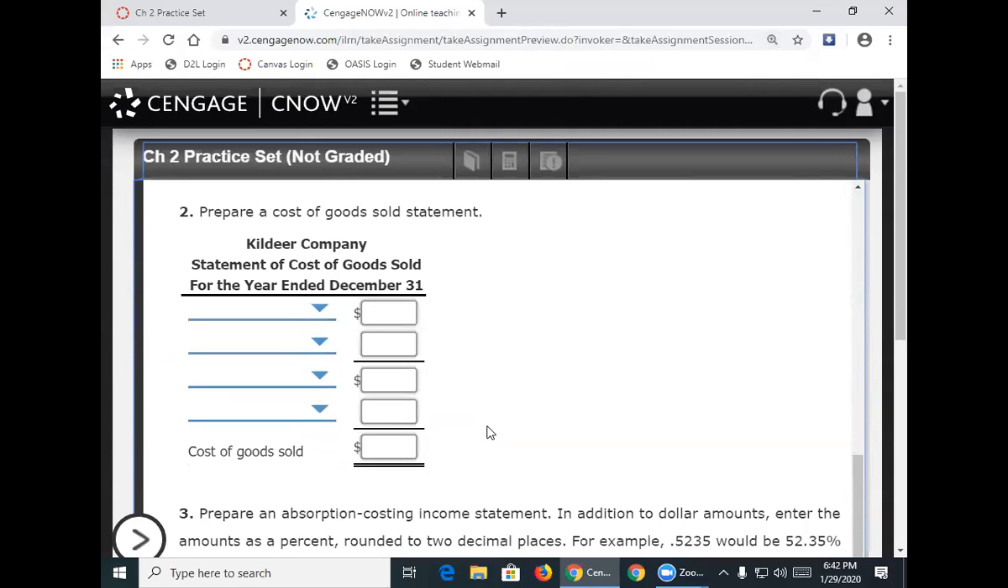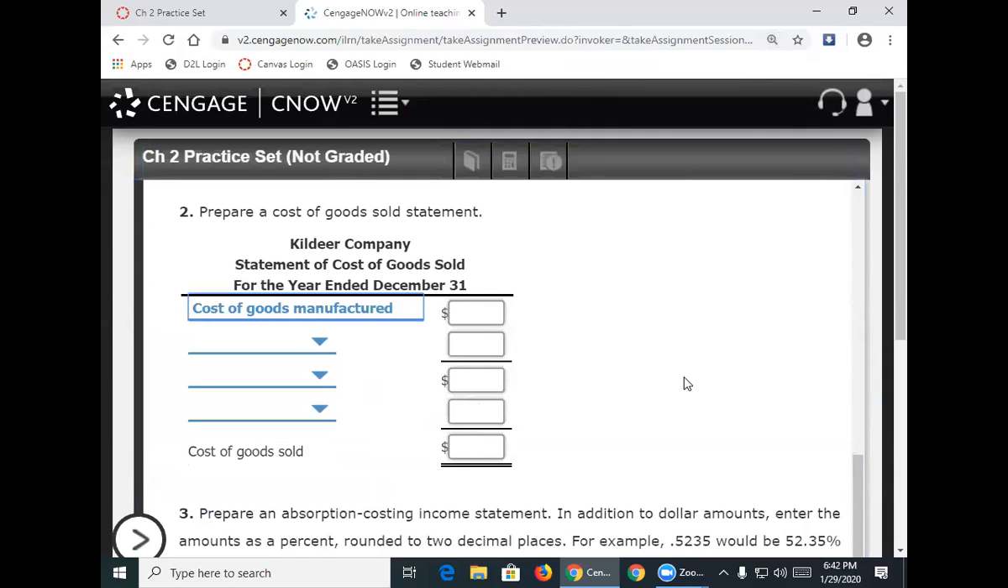Yeah. So they want us to prepare cost of goods sold. So it's really the same, we're going to start with our cost of goods manufactured. Well, the good news is they told us we had no beginning or ending work in process inventories, so we don't have to go through all this rigmarole to calculate it. We just have to look at, well, cost of goods manufactured, how many units did we make in this year?